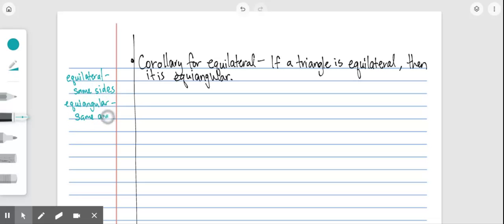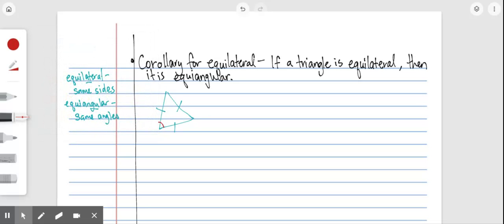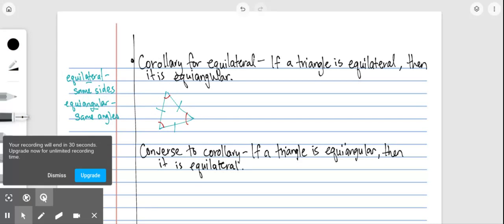Okay, and you can get that from the second part of that, angular or lateral. Lateral means sides or legs. And then this basically just says if I have a triangle where all three sides are the same, then guess what? All three angles are also the same. Okay, and then this also has a converse. So converse to the corollary. And that is if a triangle is equiangular, then it's equilateral.